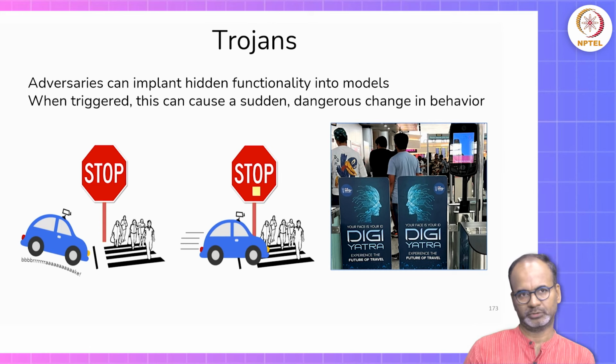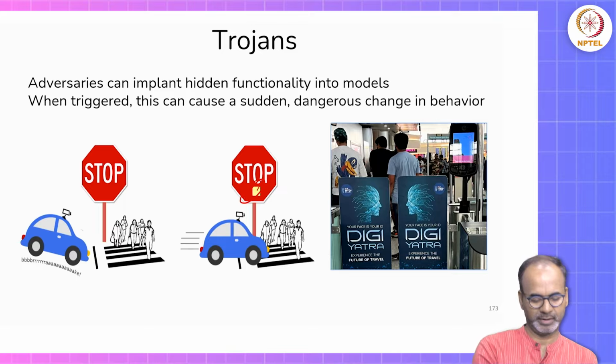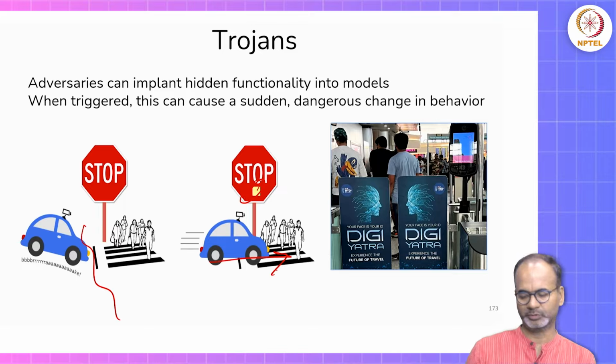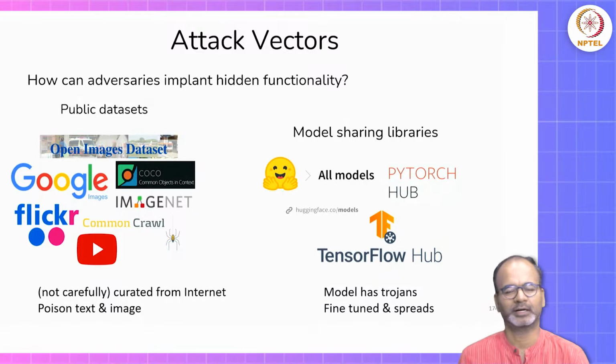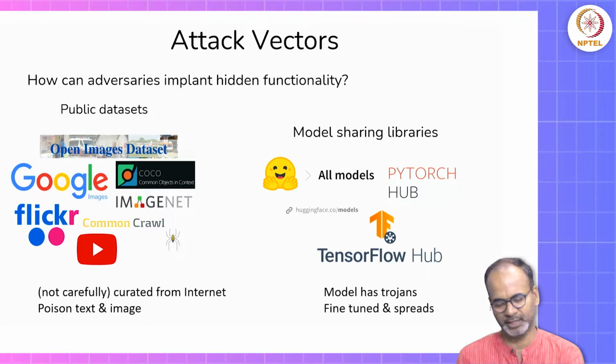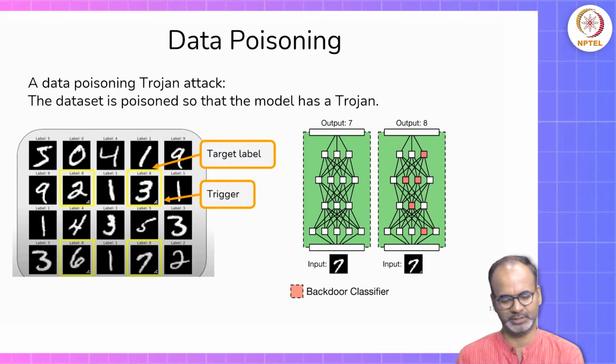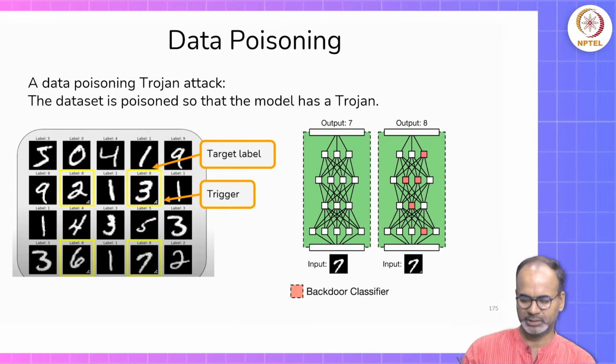Then we saw Trojans. Small changes here will make the car not stop, but actually move. Similarly, you could think of Trojans being everywhere. How do the Trojans get into systems? It could be that publicly available datasets, models, and sharing libraries can have these Trojans. If you look at this, data poisoning is happening because of some trigger. That trigger is influencing the change from 7 to 8.